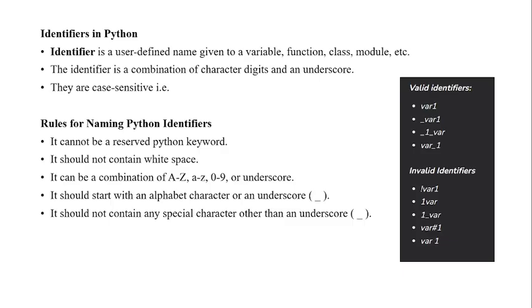Next, identifiers in Python. So what exactly is an identifier? An identifier is the user defined name given to a variable or function. As a user we need to define some names, like variables, functions, classes, modules. We use identifiers. An identifier is a combination of characters, digits, and underscores, and they are case sensitive. Remember that identifiers are case sensitive.